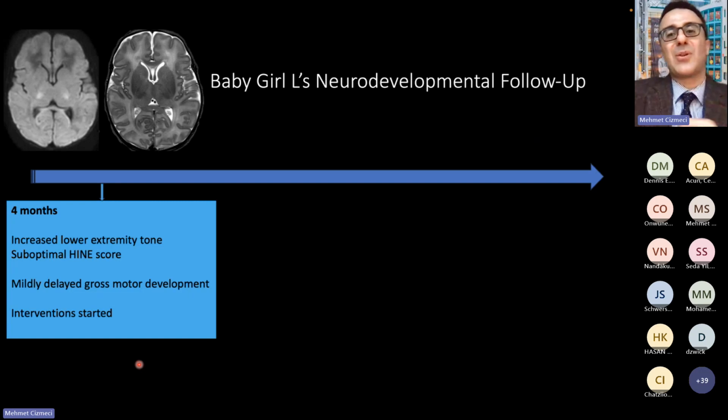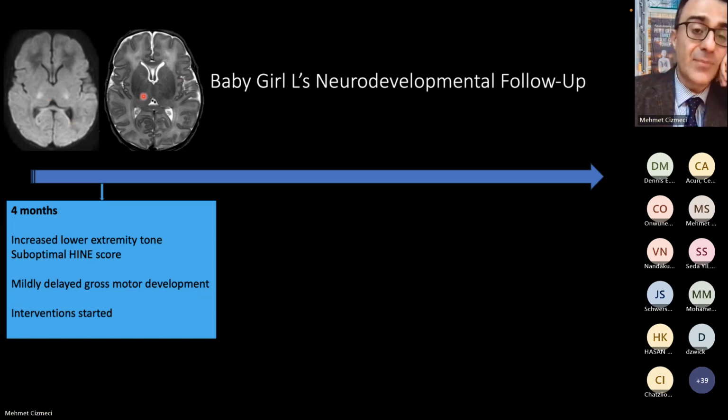You may remember baby girl L. This baby presented with some deep gray matter injury, which seems to be affecting less than 50% of the basal ganglia thalami region, and it seems to be mostly located in the thalamic region. And in this baby, the myelination seemed to be reassuring because it was symmetrical and fully formed for a term infant.